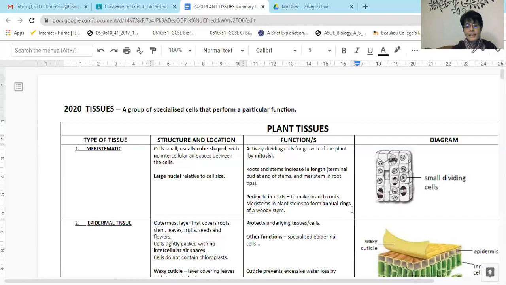All right, so that's a little bit of information about the meristematic cell. What I'd like you to do is go through all of this and look at the textbook. Go and look at mitosis again, and make sure you understand how buds make stems grow longer and produce new leaves and flowers, how the pericycle in roots makes the branch roots, and so on. Please make sure you understand this.